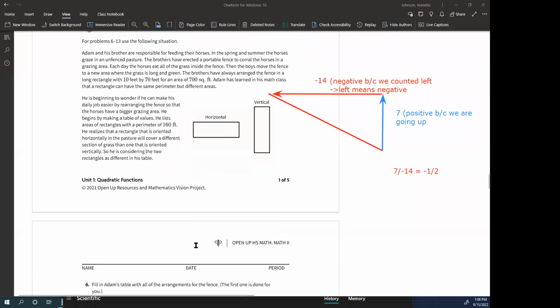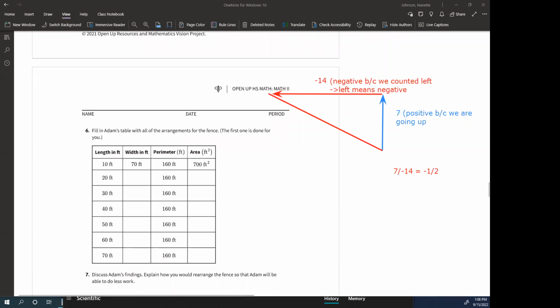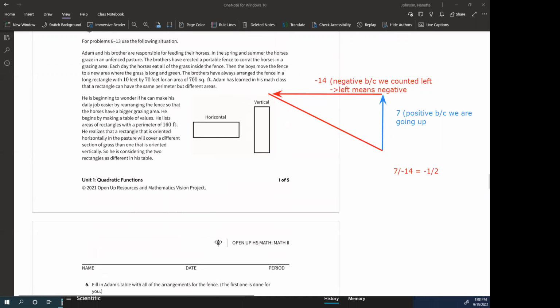Okay, so the next problem we're gonna do is, oh shoot, I forgot which problems. Um, 6 and 12. So we're gonna do this table right here. It says fill in Adam's table with all the arrangements for the fence. The first one is done for you, but you have to read this context.